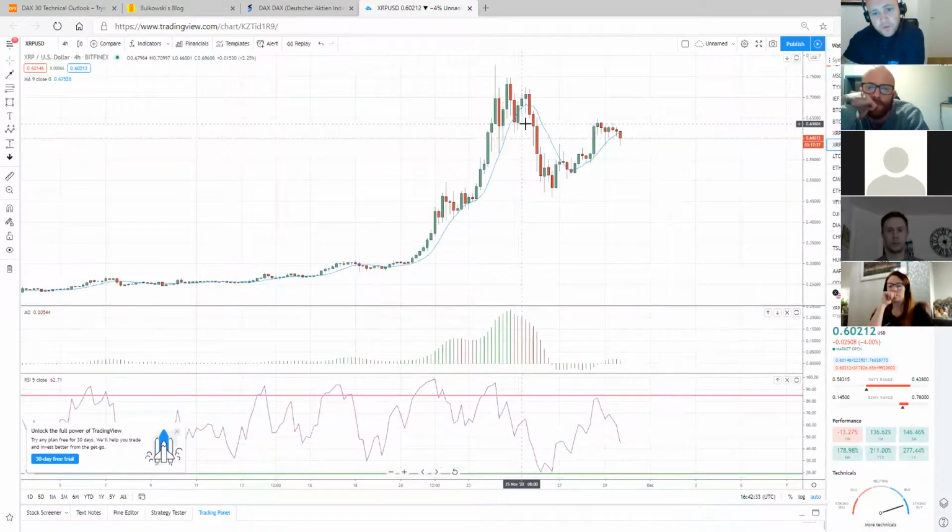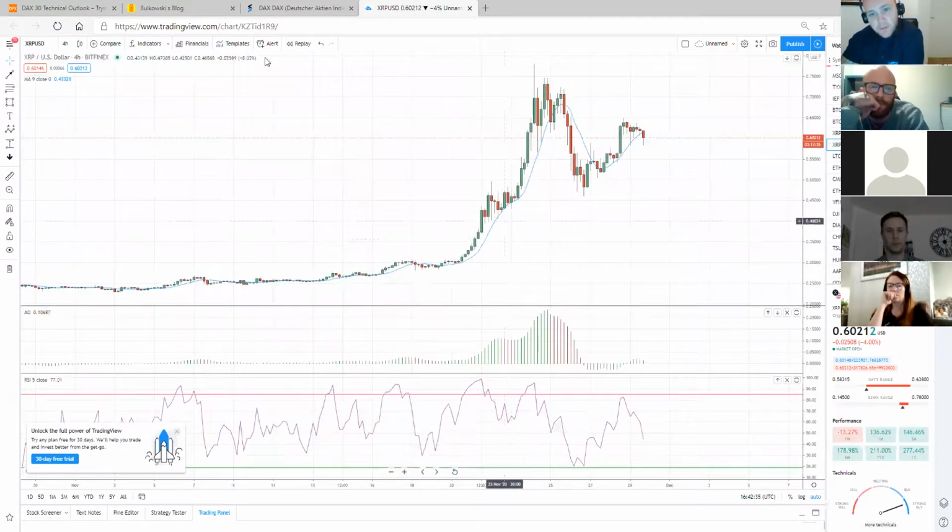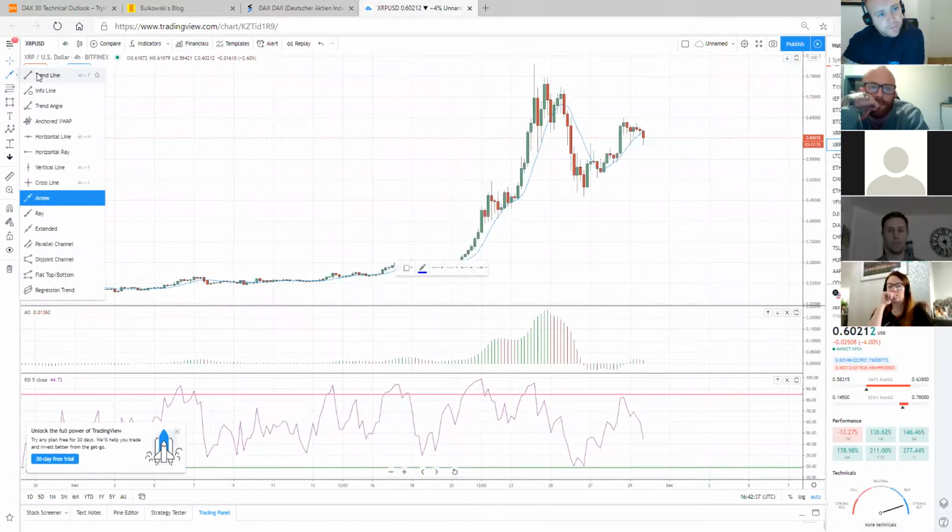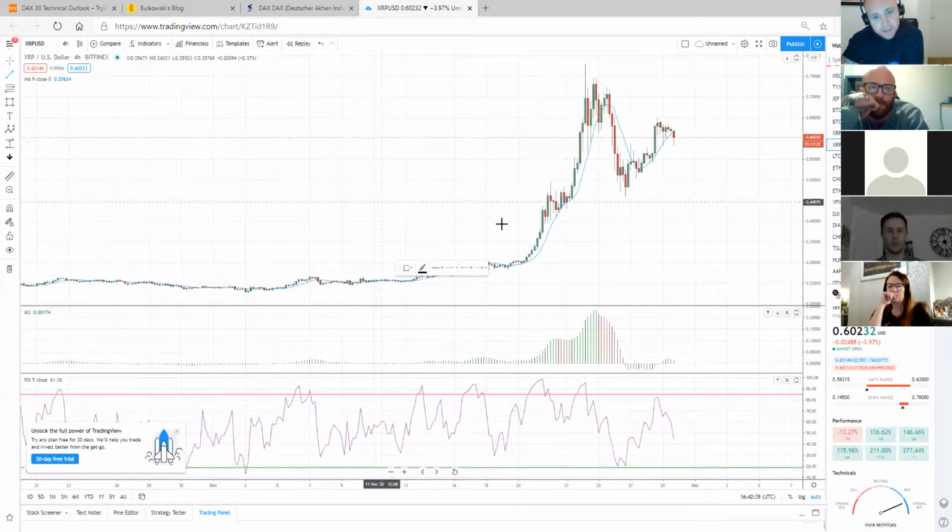Just to give you a bit of an overview on this one. We had this triangle and a huge move. Just to give you some context of the move last week, well, let's say the 20th. So really clear trend on that moving average 9.